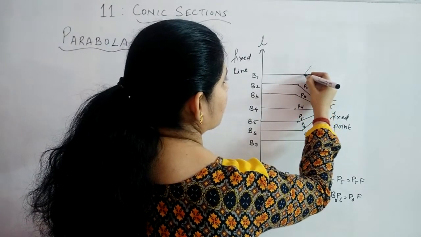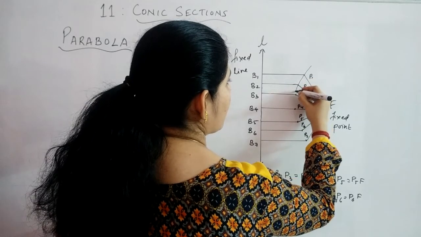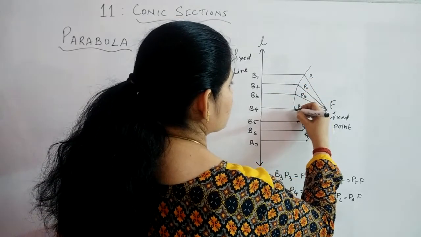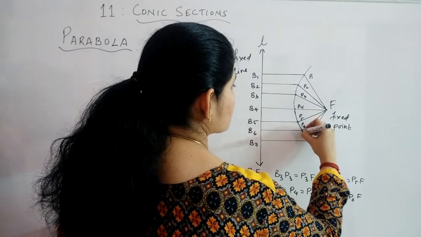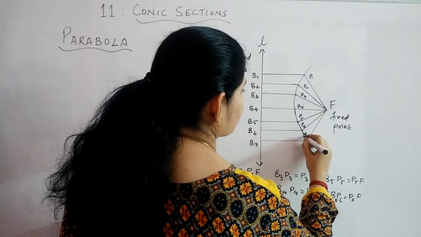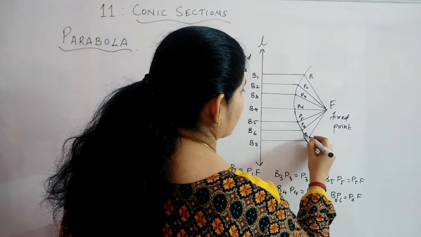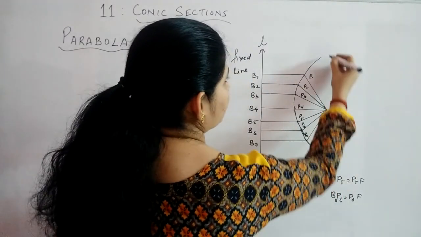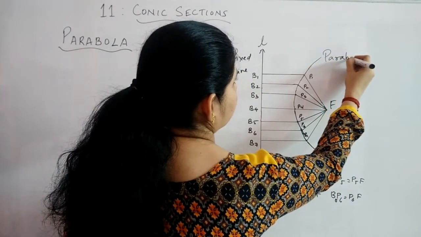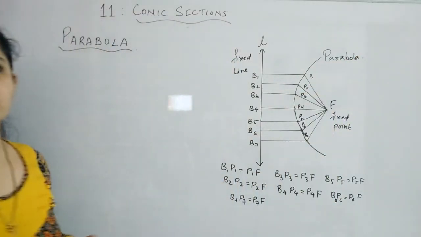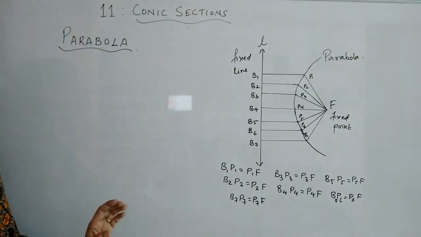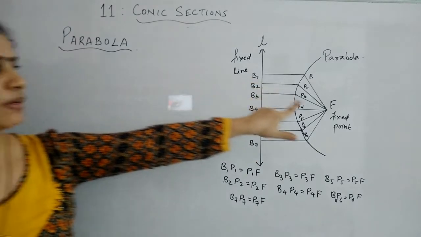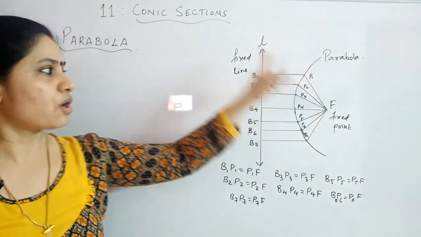That means I am taking the locus of all those points, and that will give me a figure which is called a parabola. So this shape is known as the parabola shape. The set of all those points which are equidistant from a fixed line and from a fixed point. This point is not on the line.